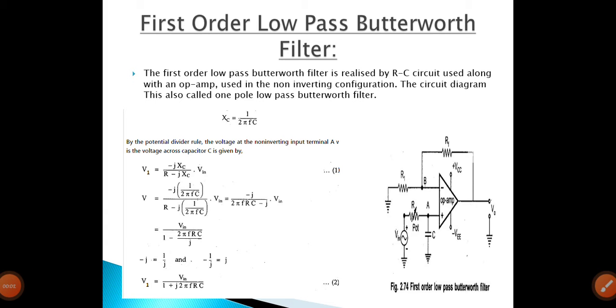Hello students. In the last session we discussed filters, types of filters, and classifications. In this session I am going to explain the low pass Butterworth filter.